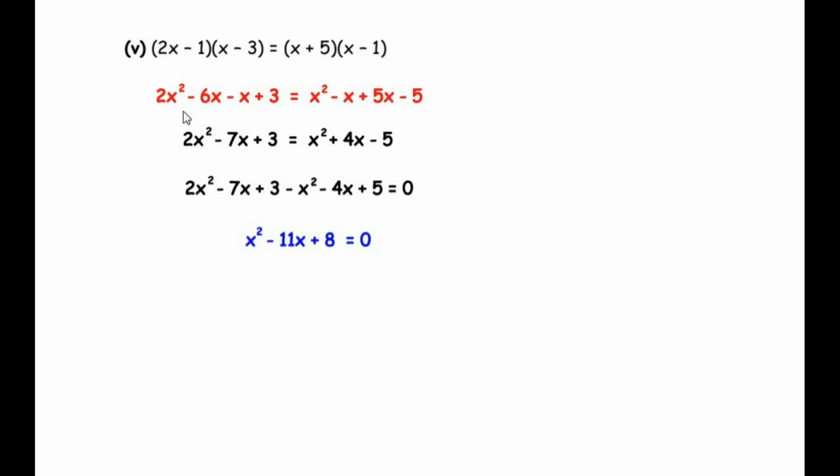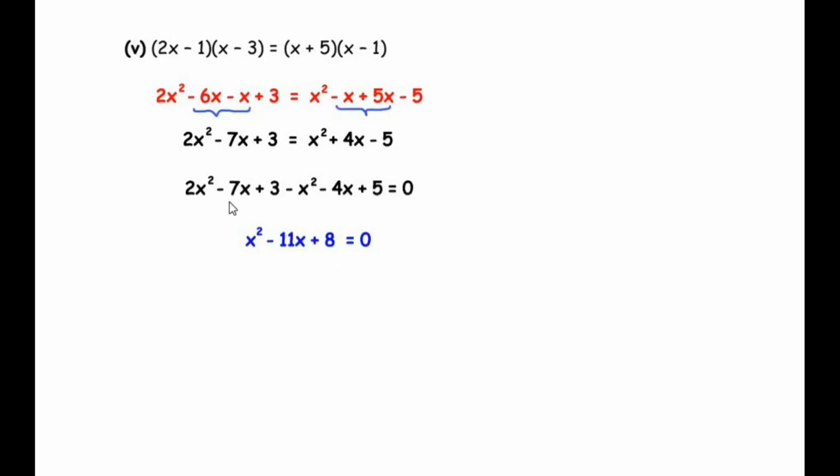Now in the next step we have simplified these two expressions a bit further. So 2x square. Now negative 6x and negative x, they are like terms. So they will add up together to give us negative 7x plus 3, equal to x square. Now negative x and positive 5x are like terms again. So they will get added up to give us positive 4x minus 5. Now let us take all these three terms on the left hand side. So we get 2x square minus 7x plus 3. Now positive x square becomes negative x square. Positive 4x becomes negative 4x. And negative 5 becomes positive 5, equal to 0.